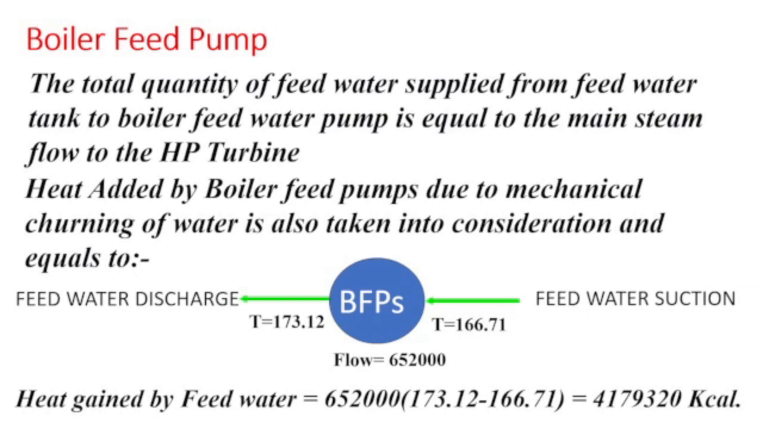With the flow of 652 tons or 652,000 kg, you can see the heat gained by the feed water is of the order of around 41,79,320 kilocalories.